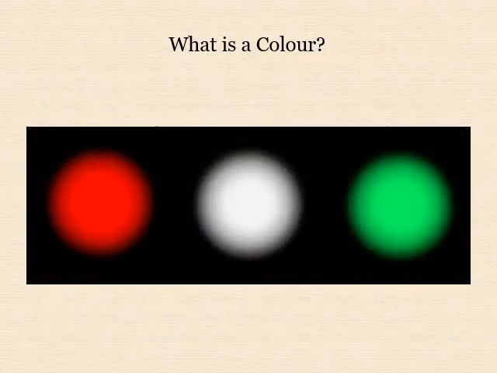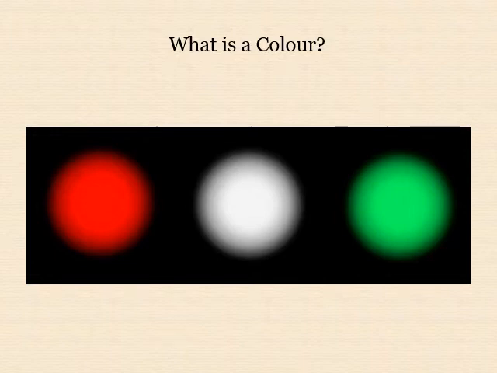In this first video, I'll look at the most fundamental question of all: what is a colour? When I perceive a light or an object to be red or white or green, I have the impression that this colour is a property of the light or the object.